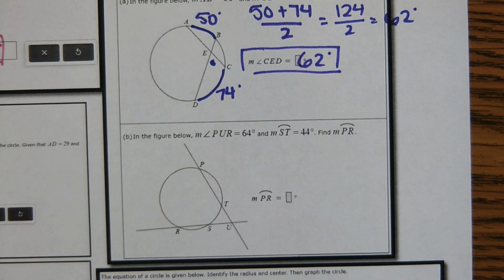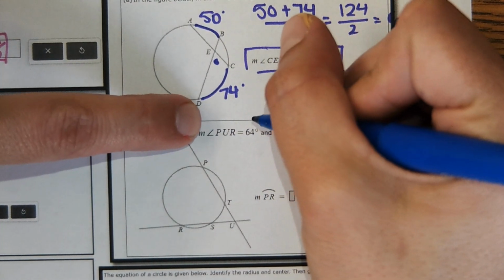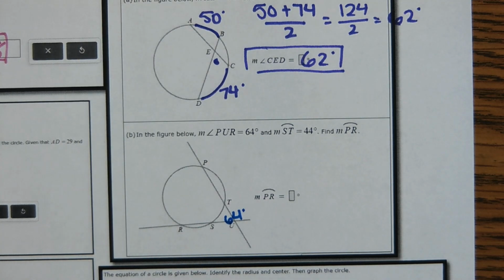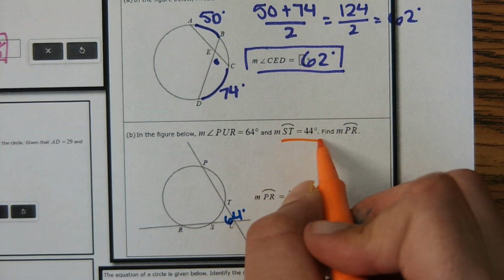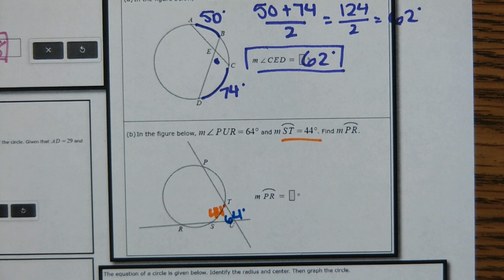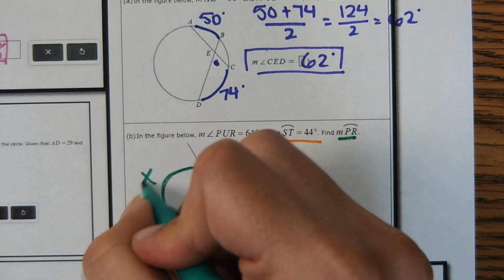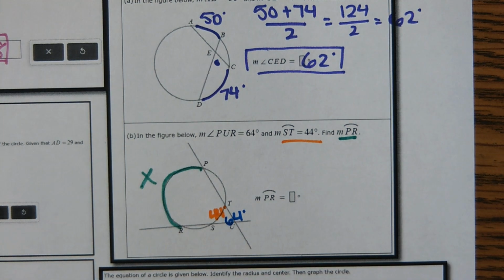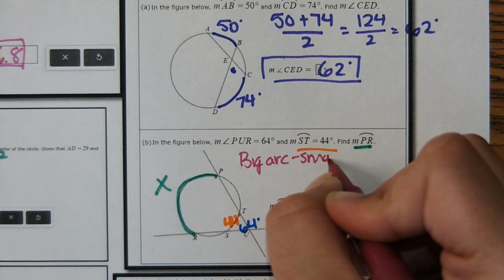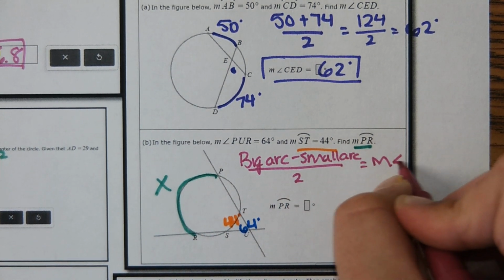Hopefully it'll stop. Okay. In the figure below, PUR is 64 degrees. So again, just label it so you can see it visually. And then it says that ST is 44 degrees. So this is 44 degrees. And then arc PR right here is what we're trying to solve. So this is X. And the equation for this one is big arc minus small arc divided by 2 equals measure of the angle.